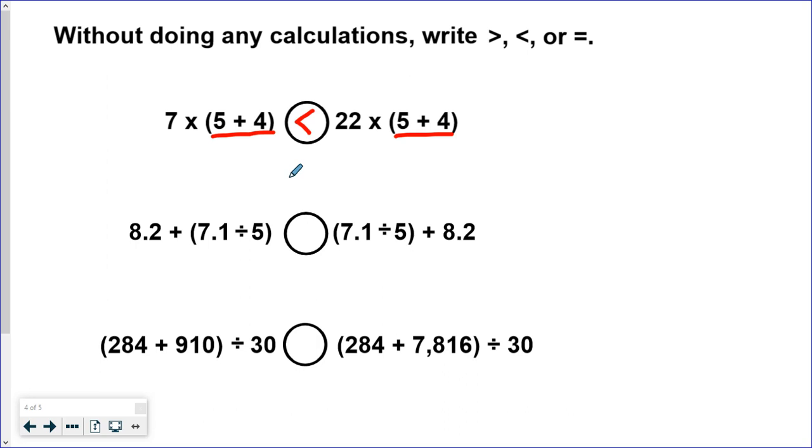Okay. Let's take a look at this next one here. Again, they both have 7.1 divided by 5. So they both have those, and we're not going to worry about that. We're going to take a look at what's going on here. For this side here, we're taking that number and adding 8.2. And this side here, we're adding 8.2. So it looks like we're adding the exact same amount to both sides. So even though both sides are getting bigger, they're both getting bigger by the same amount. And since they're both getting bigger by the same amount, we're going to say that these two are equal to each other.